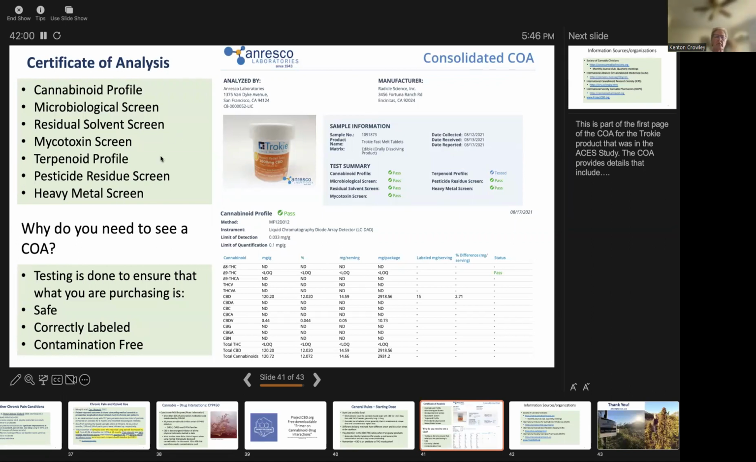These are the things that are important to know about any product that you're considering either recommending or a patient ever buying. If there isn't a C of A accessible from that product for that batch, then that's a product that you should never buy or take. The purpose of the C of A is to make sure that what is on the label is there, it's safe, and it's contamination free.